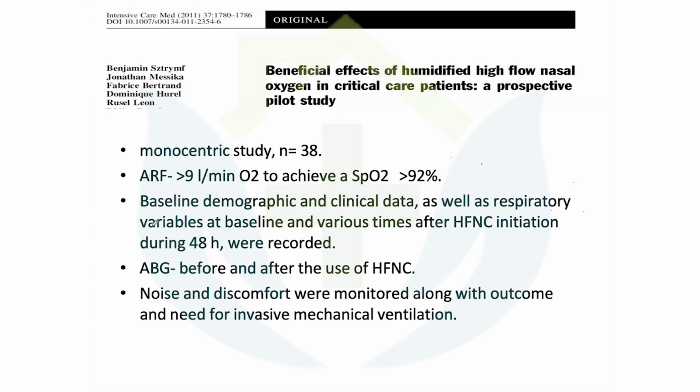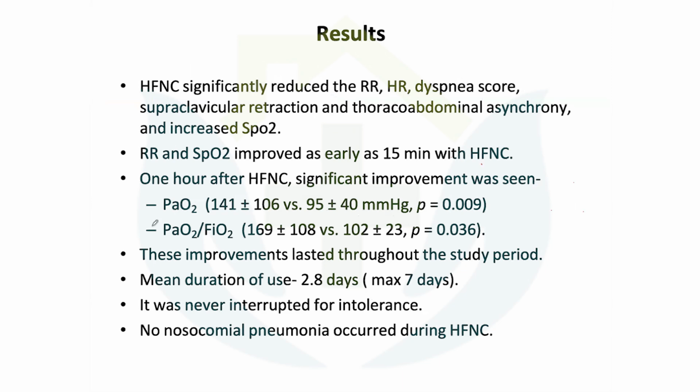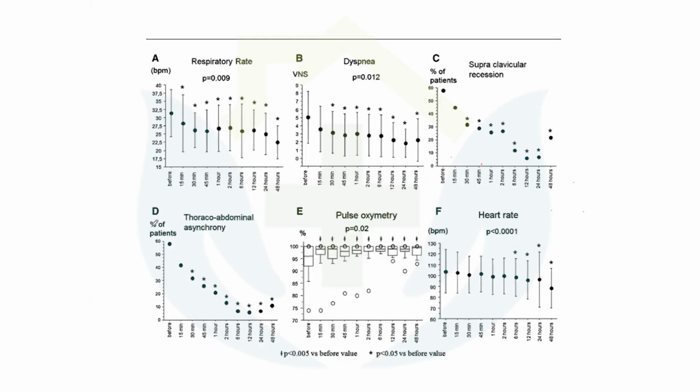mechanical ventilation. In this trial, it was found that HFNC significantly reduced respiratory rate, heart rate, and dyspnea score. Respiratory rate and SpO2 improved as early as 15 minutes with HFNC. One hour after HFNC, it significantly improved PO2 and the PO2/FiO2 ratio. And it was never interrupted for intolerance. No nosocomial pneumonia occurred during HFNC.